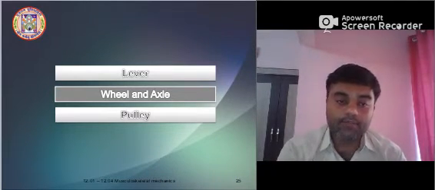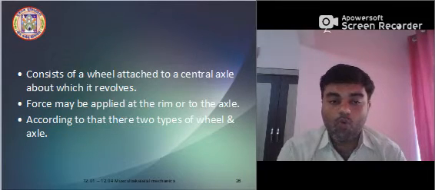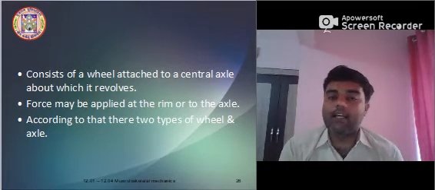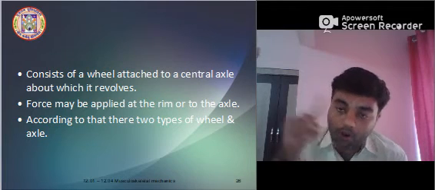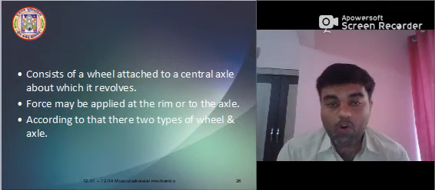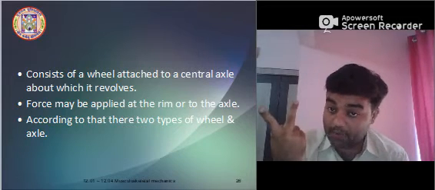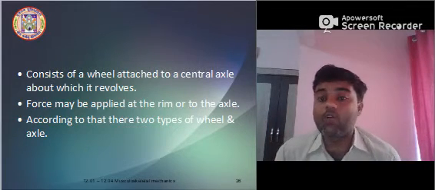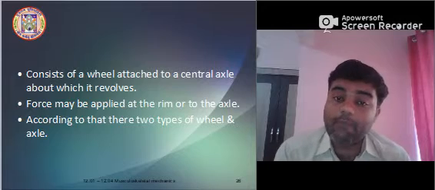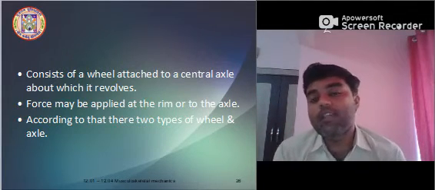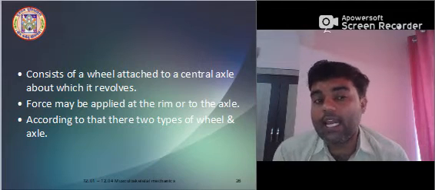Wheel and axle consists of a wheel attached to a central axle about which it revolves. Force may be applied at the rim or to the axle. See, you can understand both types very well. It is not that only one type of force is applied; it may be applied at the rim or at the axle also. According to that, there are two types of wheel and axle.